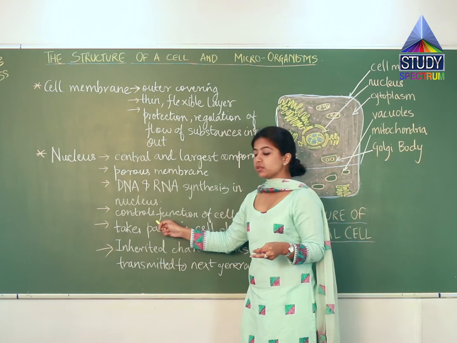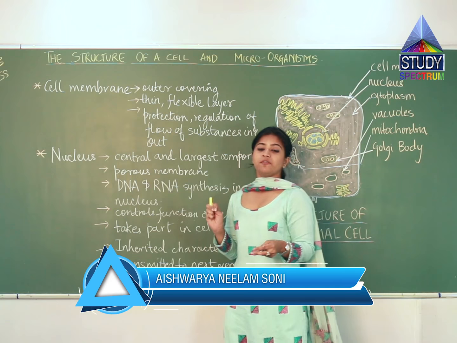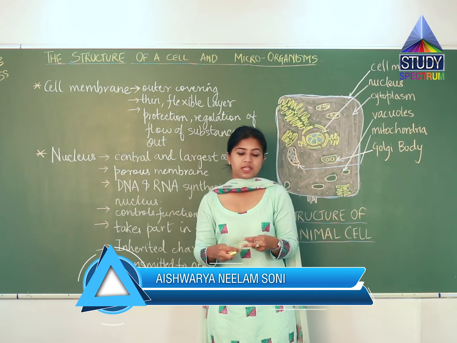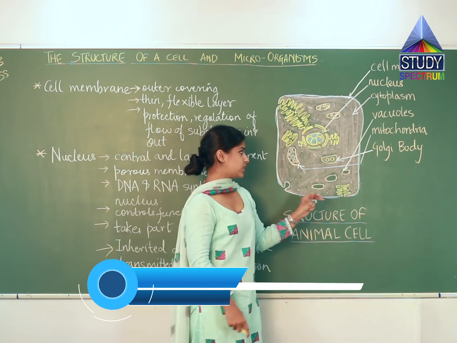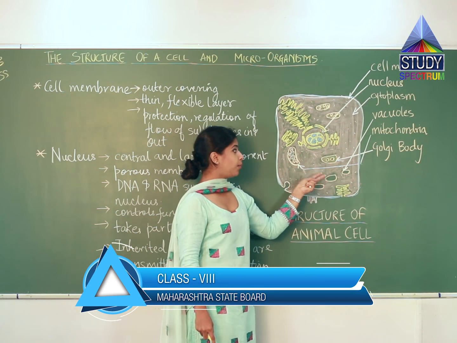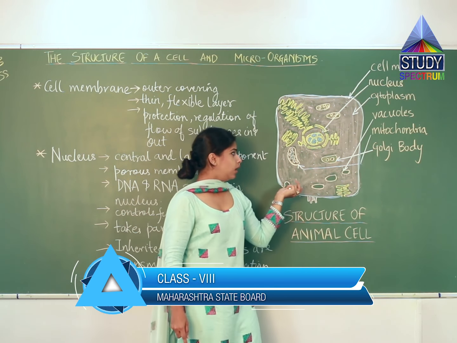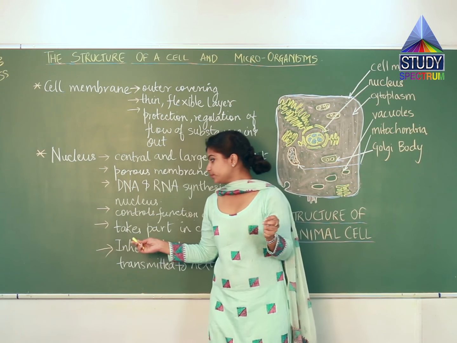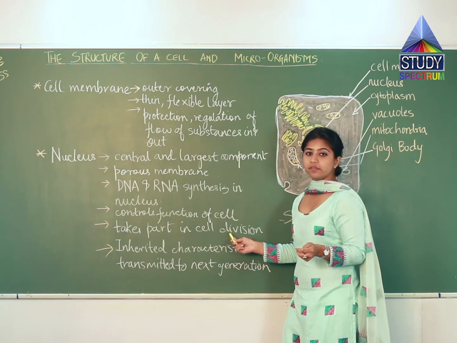Now, what else does the nucleus perform? The function of controlling the cell. It controls all the activities that go on in the cell. Since I told you it is the central processing unit of the cell, it will control the activities performed in the mitochondria, by the Golgi bodies, by the vacuoles, by any other organelle that is present over there. The next part is that it takes part in cell division.